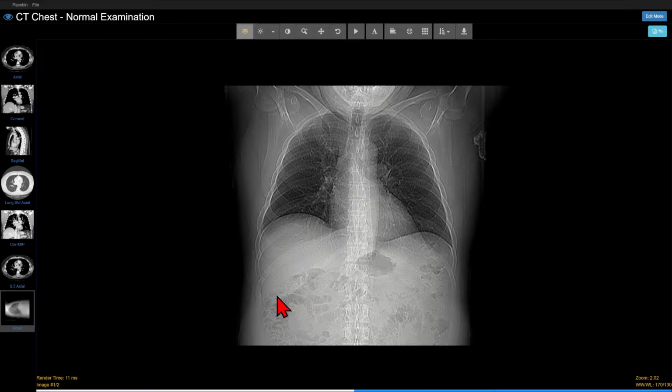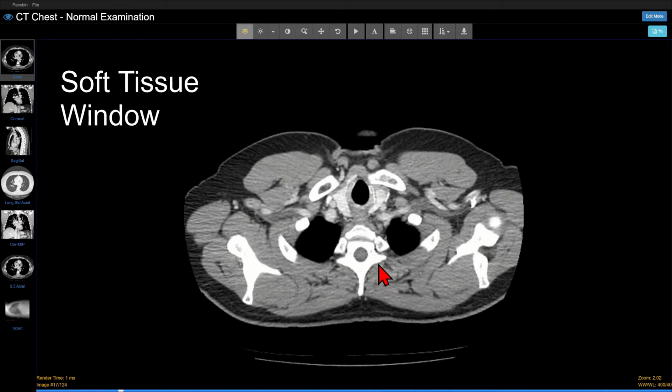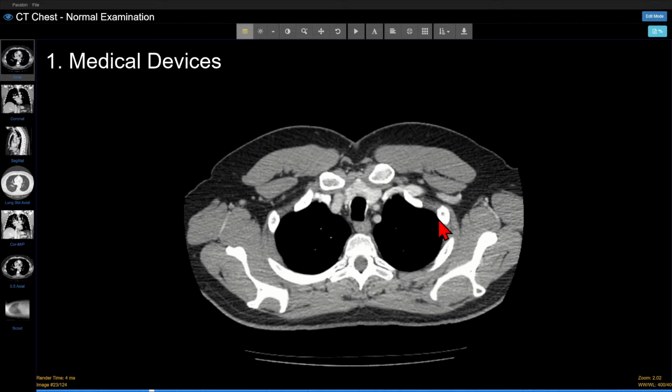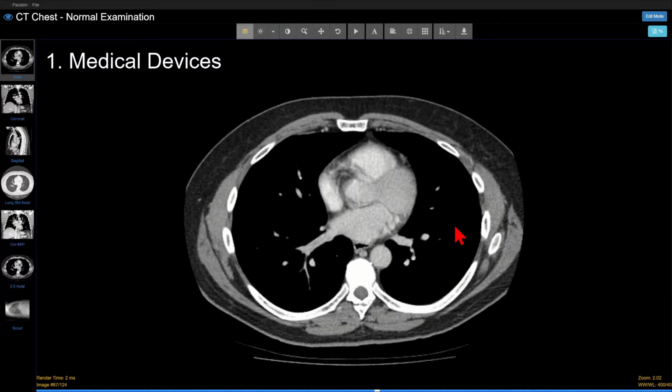Let's move on to a brief approach. So usually I start by looking at the scout image. That's because the scout image often covers more anatomy than does the CT itself, looking for any incidental findings. Then I start by looking at the soft tissue window. First, looking for any medical devices, things like pacemakers, lines, tubes.